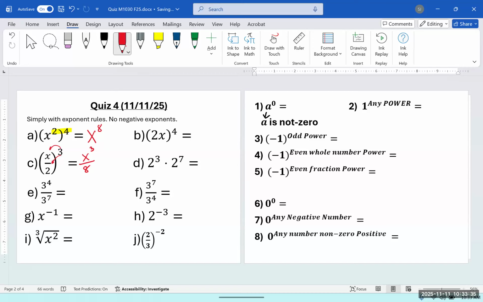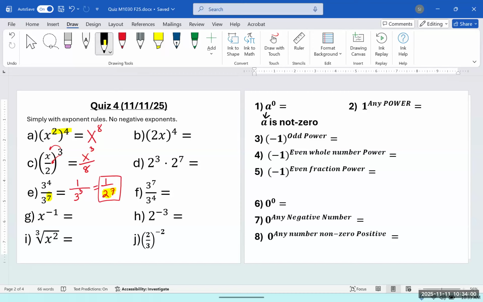Okay, E. One over 3 cubed, which is 1 over 27. The denominator is bigger, so our answer has to be on the denominator. If the numerator is bigger, the answer goes on the numerator.